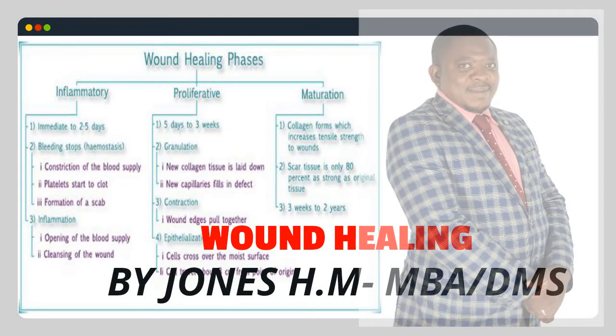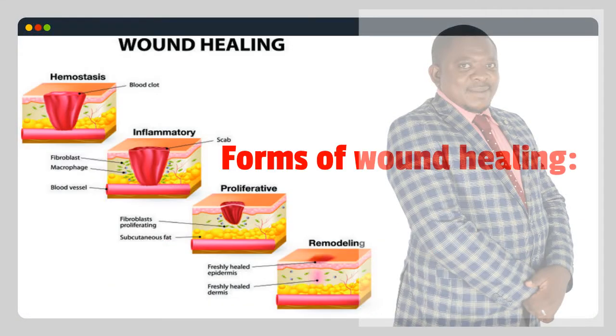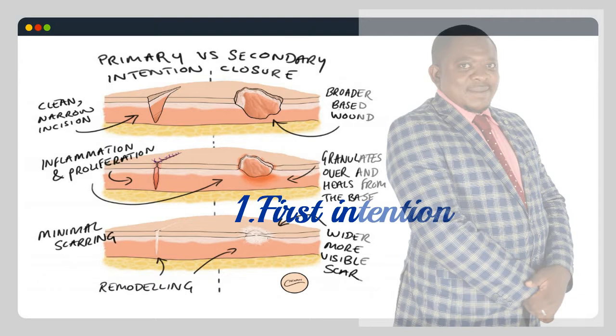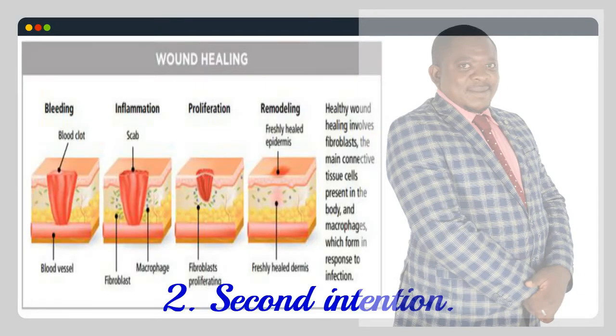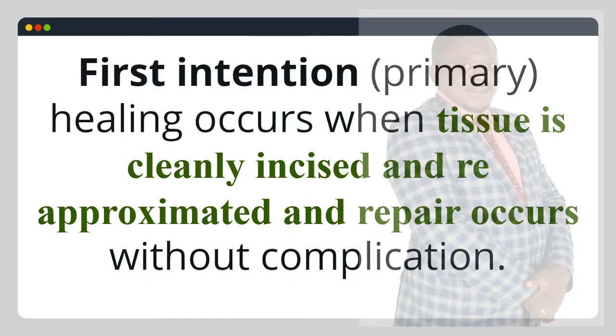Today, we look at wound healing. Forms of wound healing: 1. First intention. 2. Second intention. First intention, primary, healing occurs when tissue is cleanly incised and reapproximated and repair occurs without complication.